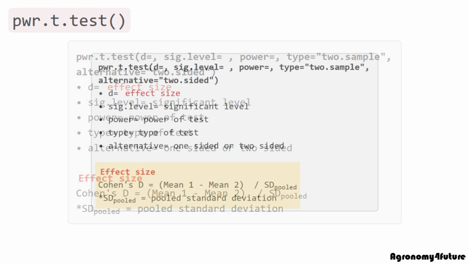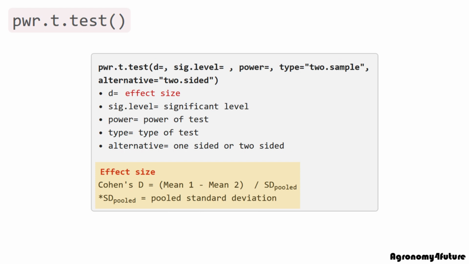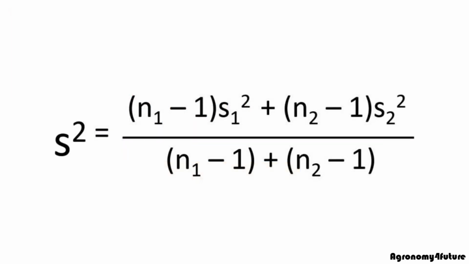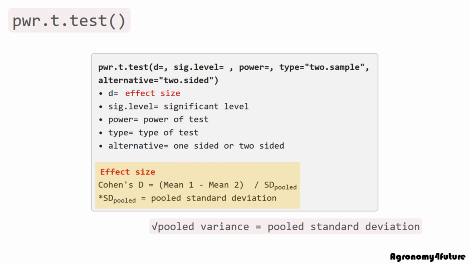The effect size can be calculated by dividing the difference of two groups' mean by the pooled standard deviation. These are two different groups, and therefore we need a common standard deviation, which is able to be applied in both groups. This is a formula to calculate pooled variance between two groups. Standard deviation is the square root of the variance. So, after calculating pooled variance, we can simply obtain the pooled standard deviation by the square root of the pooled variance.